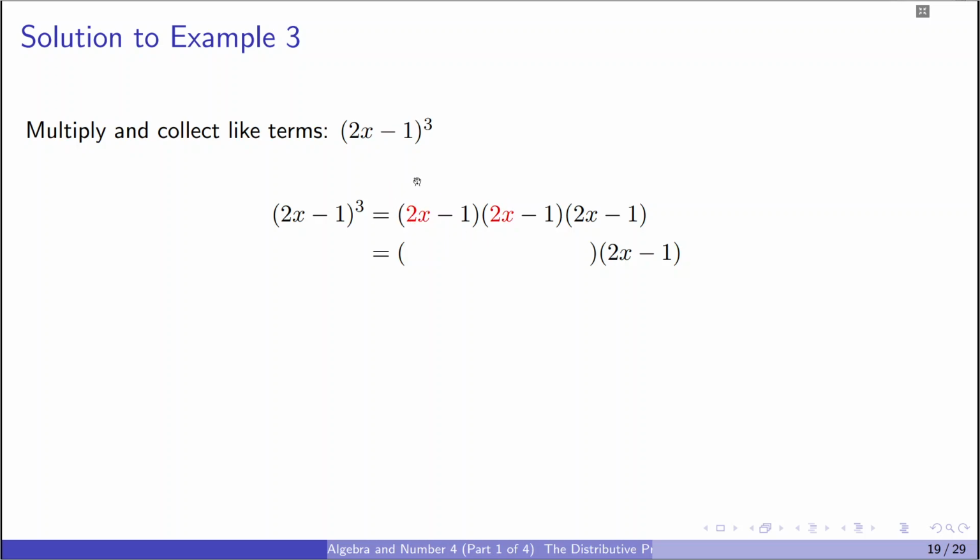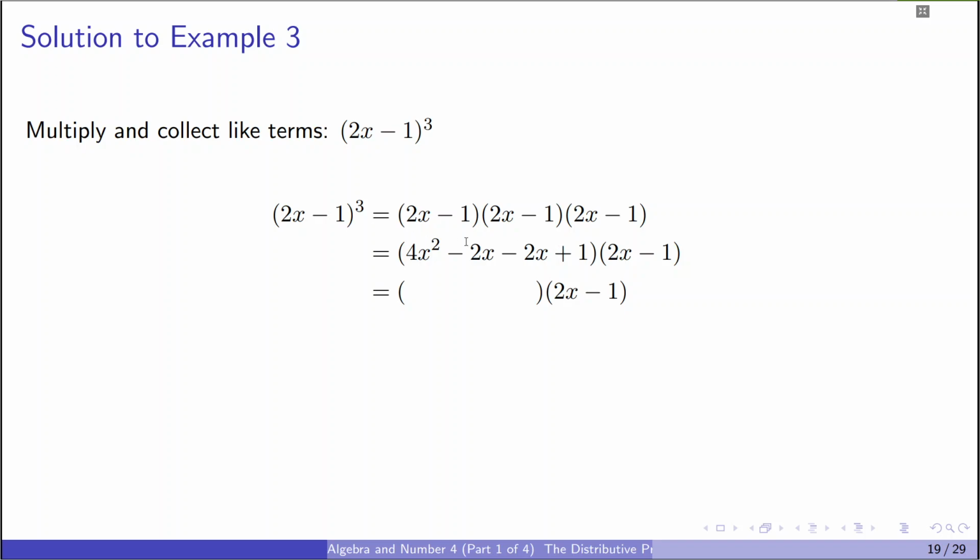First terms, 2x times 2x. That's 4x squared. Now we're going to take our 2x and multiply it by the negative 1. So now our first 2x has been multiplied by everything out here. 2x times negative 1 is a negative 2x. The 2x terms are accounted for, and now we need to deal with negative 1. Negative 1 times 2x is another negative 2x. And negative 1 times negative 1 is a positive 1.